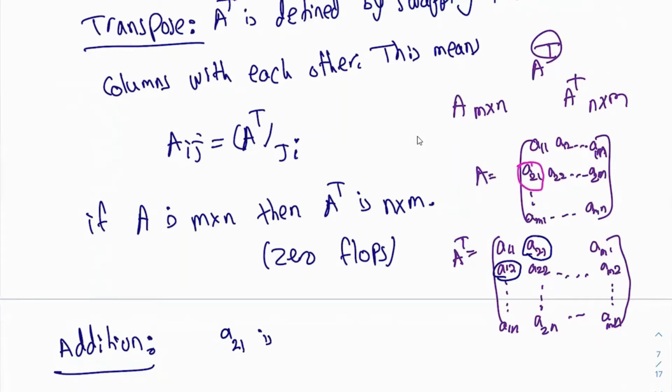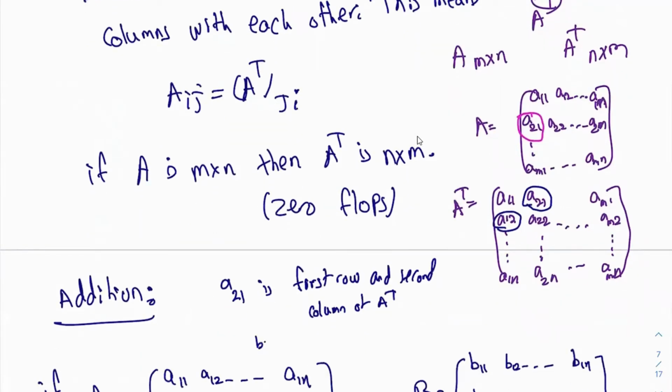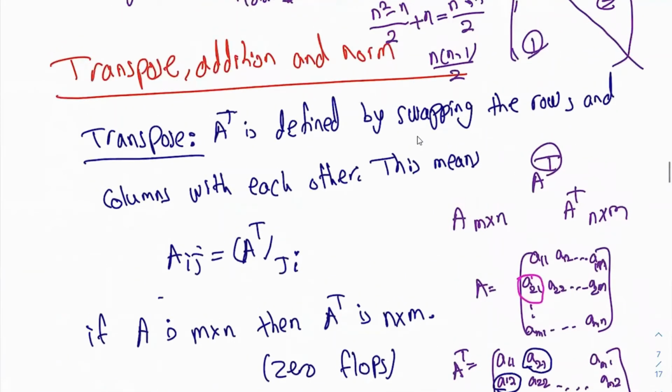A21 is first row, and second column of A transpose, while it was the second column and first row of A. So that's what this expression says.